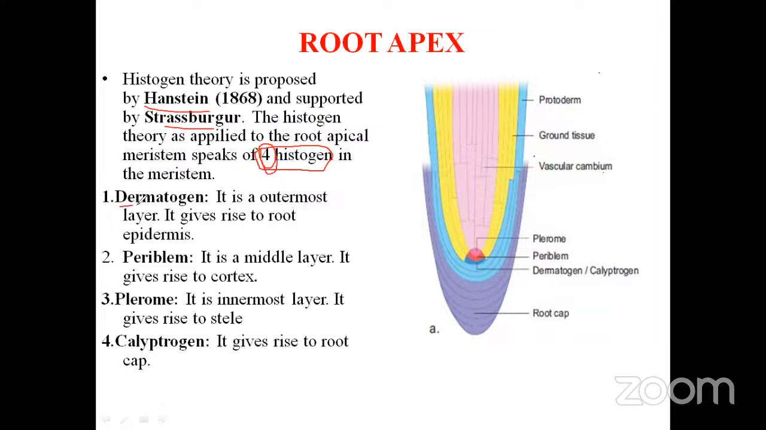What are the four? Dermatogen, like shoot apex, common. Periblem also common. Plerome, these three are common. Calyptrogen, a new one. As we discussed in shoot apex theory, dermatogen gives epidermis, periblem gives cortex, plerome gives stele. The last one gives rise to the root cap. Only one. Root cap is one. So these are the root apex theories.